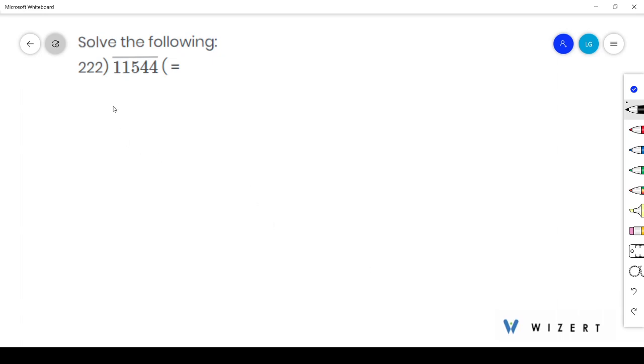Our question is, solve the following: 11,544 divided by 222. Do this by long division. 11,544 divided by 222.